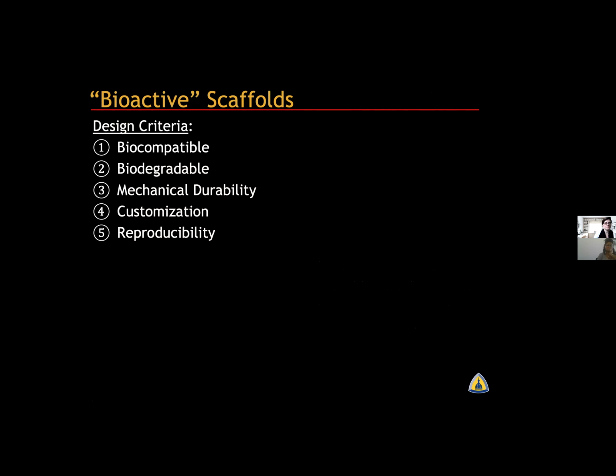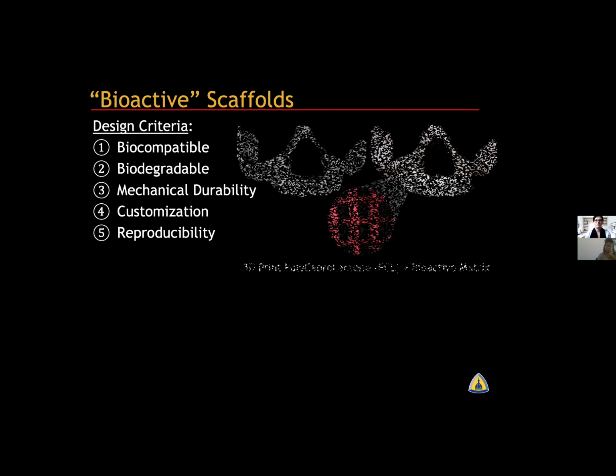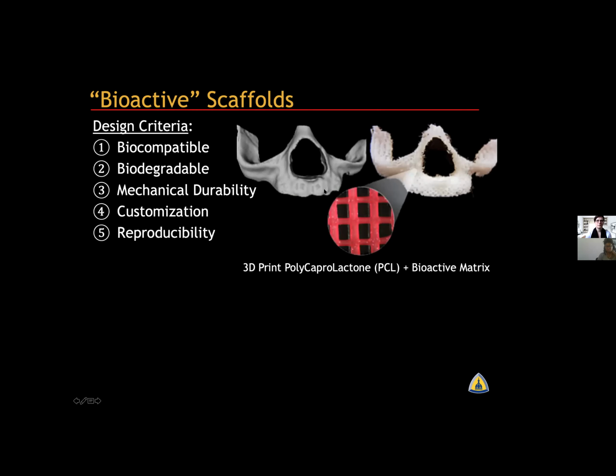So what Warren is doing in his lab is creating these specialized bioactive scaffolds. These are scaffolds that are made of specialized polymers that are biocompatible, biodegradable, mechanically durable, can be customized to each patient, and are very easily reproducible. And what he's doing is, from 3D imaging data, we can 3D print the missing bone using the scaffold material. It's shown here as a zoomed version of the scaffold with these pores. It's made of a material called PCL.